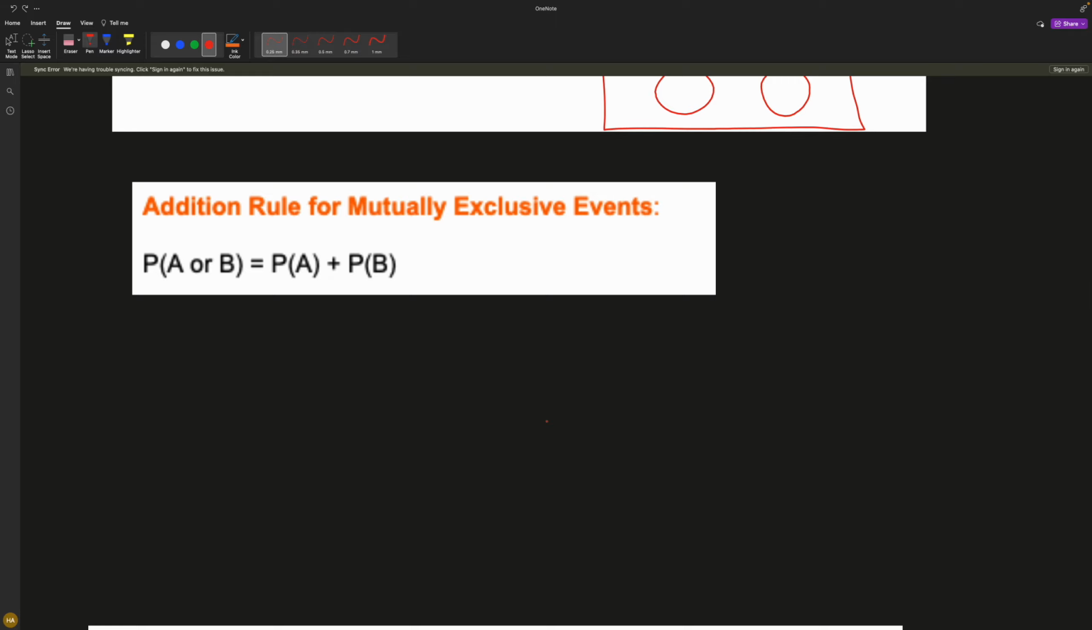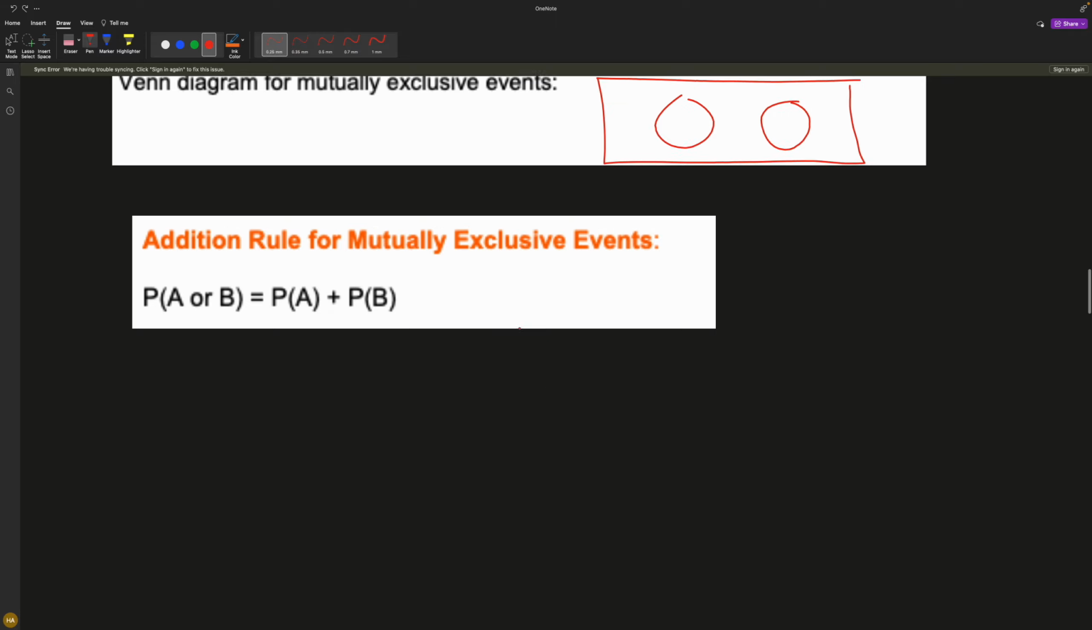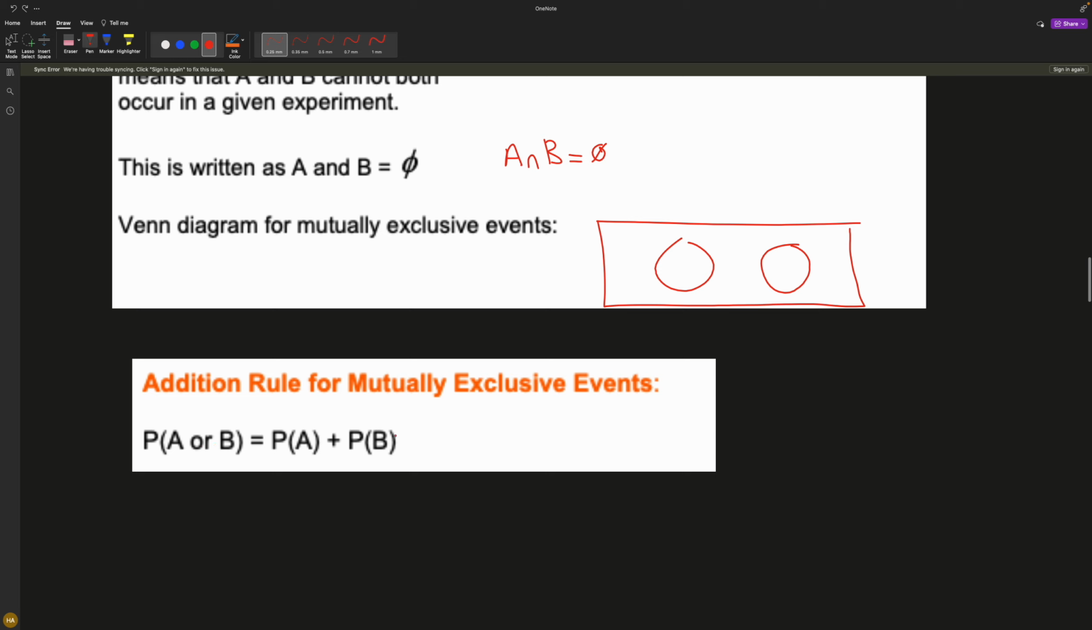The addition rule for mutually exclusive events is that if they are disjoint and you add their probabilities, then you don't minus the intersect. Why? Because there's no intersect, so it goes to 0. That's why we don't minus it. Okay.